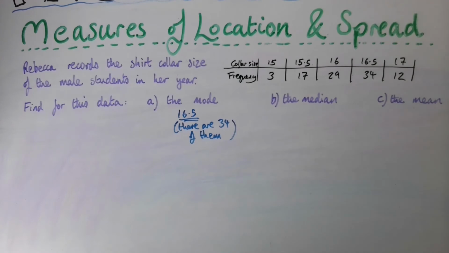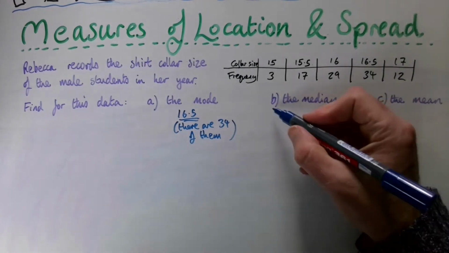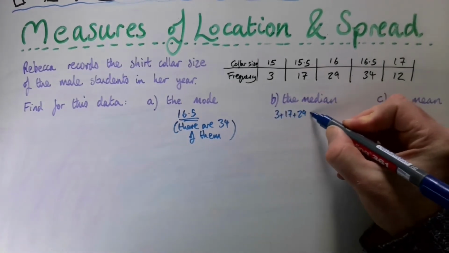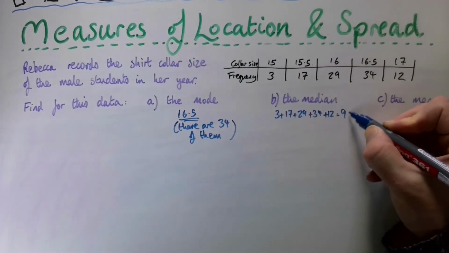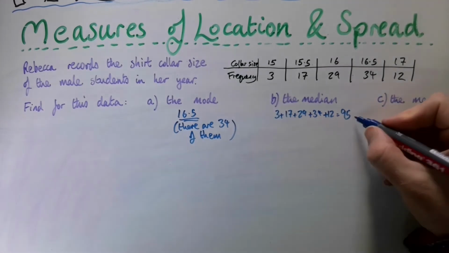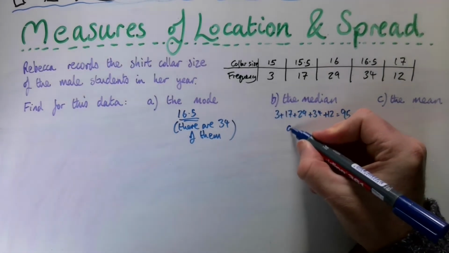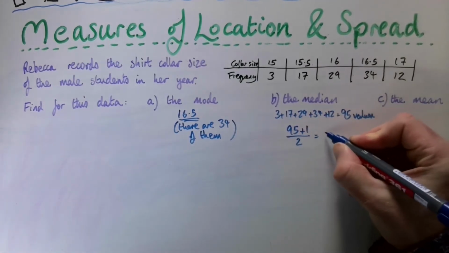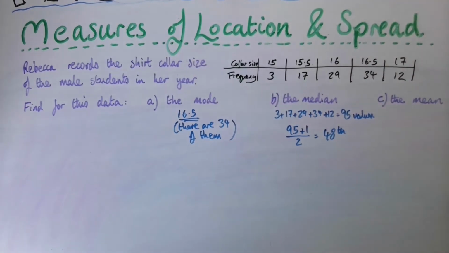But that's your answer, isn't it? 16.5. The median, right, so this time we're going to have to work out what's the middle value. So if you add up 3, 17, 29, 34 and 12, you get 95 values. So what we want is the middle one. So we find that by adding 1 to it and then dividing by 2. So we want the 48th value. Now how do we get that?